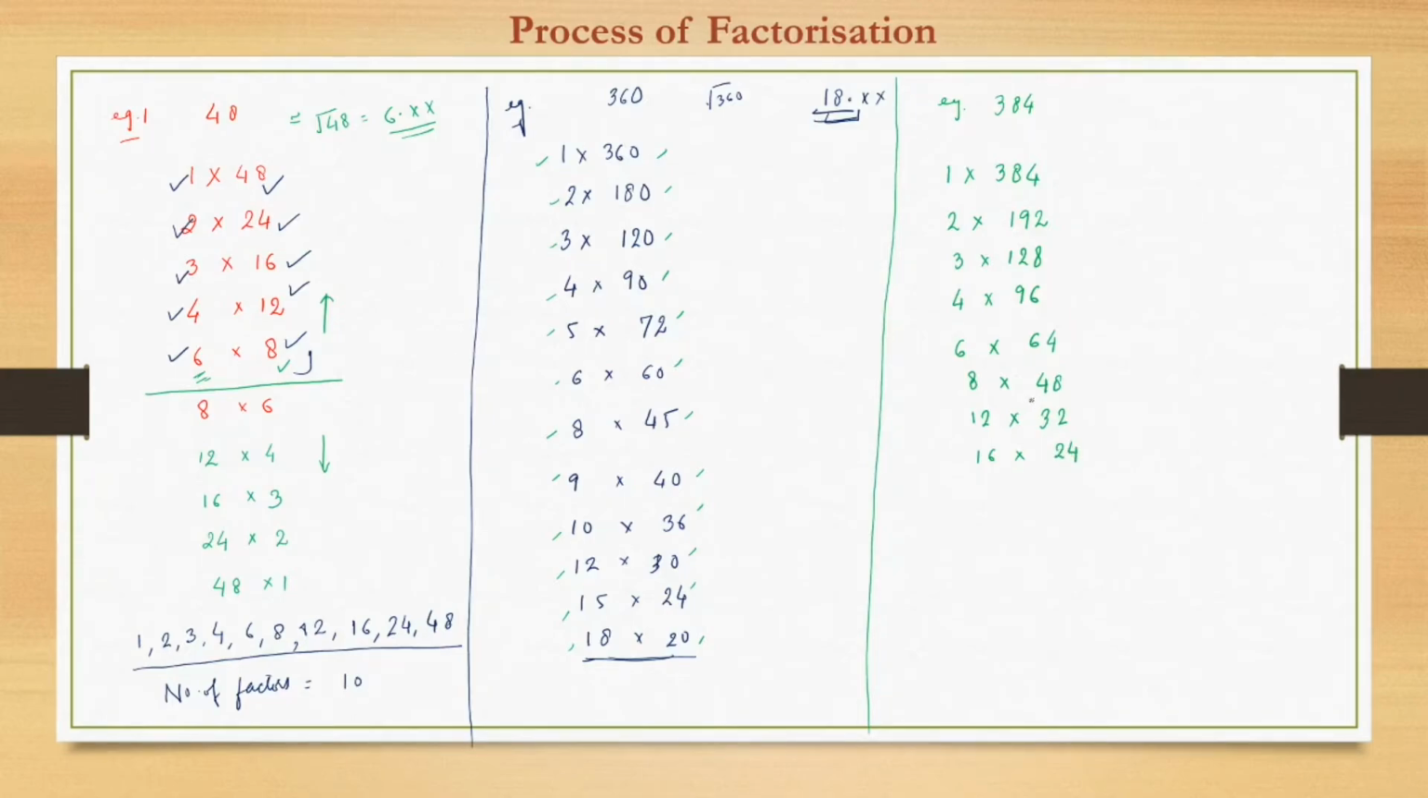24 times. Basically, when we learn about the divisibility rules of different numbers, it will be even easier to check whether a given number divides another number or not. But for the time being, we can go by the conventional approach of checking the divisibility of any number by another number. So first of all, the square root of 384, how much?